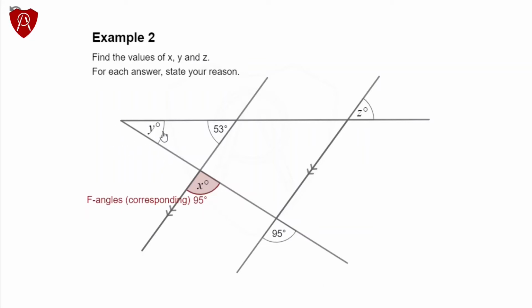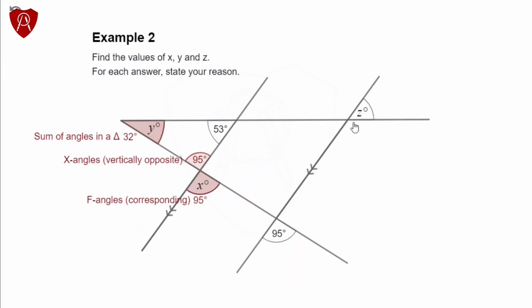To solve for Y, we need to find this angle first, and it's not difficult to see that it should be 95 degrees. Why? Because it is vertically opposite the X angle. Once we have these two angles, 95 degrees and 53 degrees, we now focus on this triangle. The sum of angles in any triangle is always 180 degrees. So to find Y, we do 180 minus 95 minus 53, and that gives us 32 degrees as the value for Y. Reason: sum of angles in a triangle is always 180 degrees.